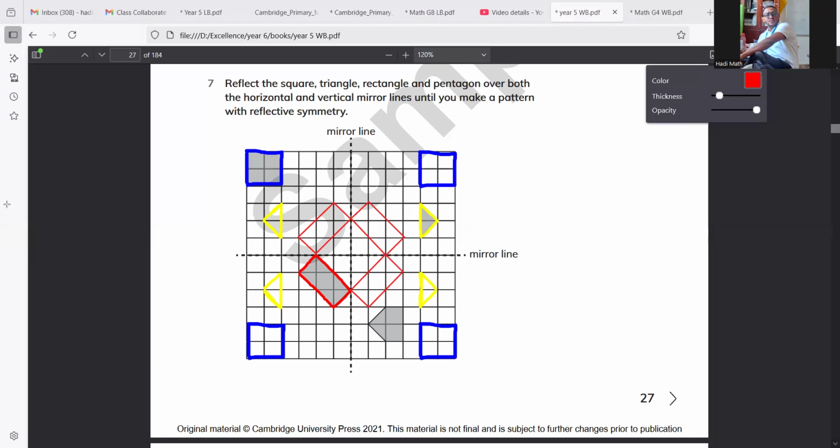Let's change the color and we draw the last shape which we have here, the pentagon, which looks this way. We see how the pentagon looks on our drawing here. When you draw the pentagon on top here, you see how far it is from the mirror line: 1, 2, 3. It's 3 away. Then you draw it over here, 1, 2, 3.